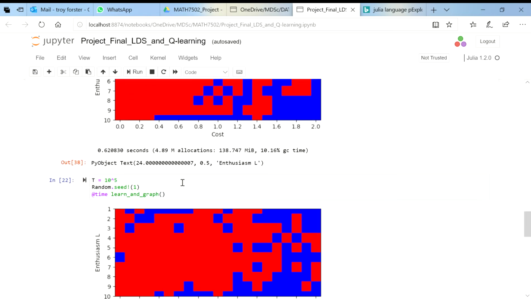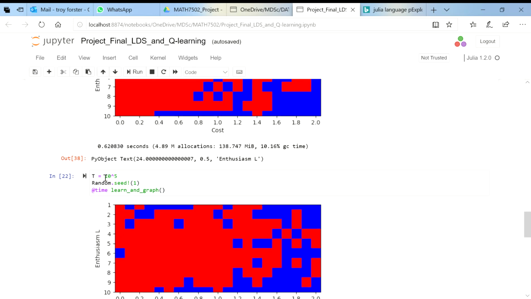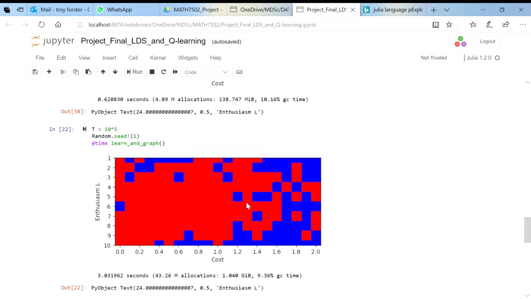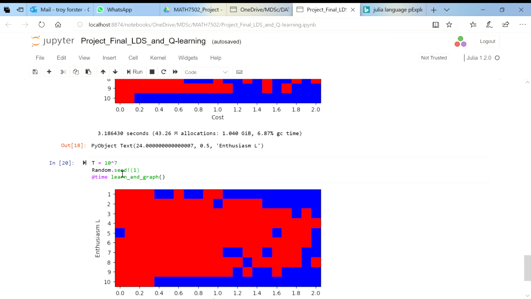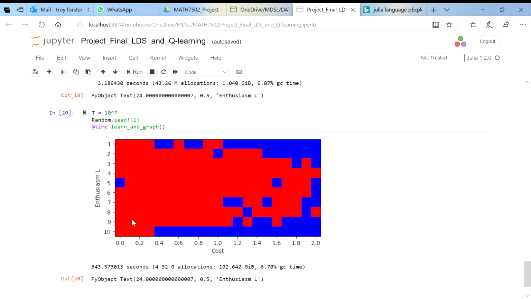Interestingly enough, the more time you give the scholarship to get through, so here we're running it 10,000 times, the more red you get. So the more likely it is that you would offer that scholarship. All the way down here, we've got 10 to the 7, and we've basically got all red except for level 10 or level 1 of enthusiasm.